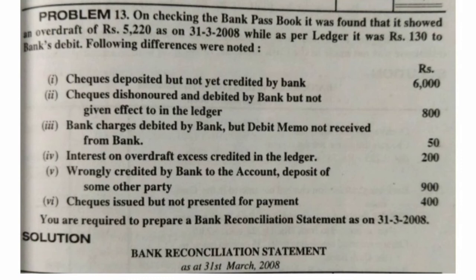Okay. Fourth one. Interest on overdraft excess credited in the ledger. If you draw a working note of the cash book, take a debit and credit column, on the credit side the customer recorded the overdraft interest twice, or in excess by rupees 200. He recorded 200 excess payment. What would be the entry? Overdraft interest account debit to bank account. Bank balance is getting reduced in the cash book.